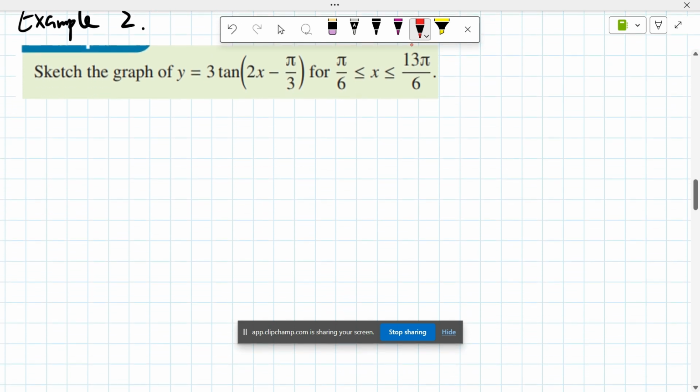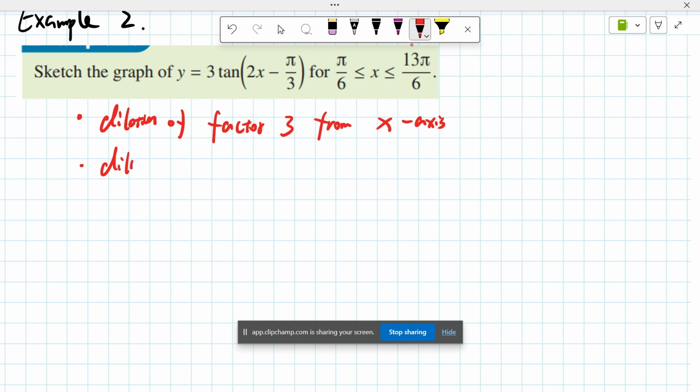Sketching the graph of y equals 3 tan(2x minus pi on 3), where x is between pi on 6 and 13 pi on 6. Okay, first things first, we need to write the transformation. So, a dilation of factor 3 from the x-axis, and a dilation of factor half from the y-axis.